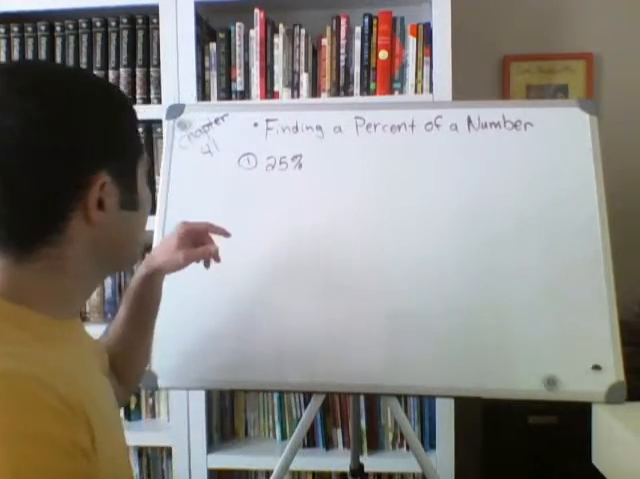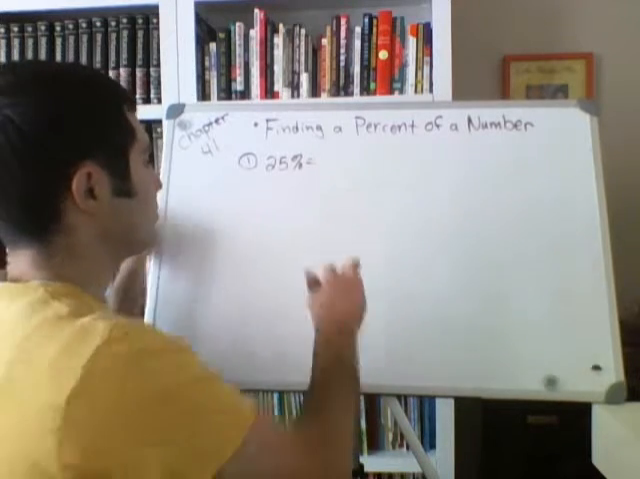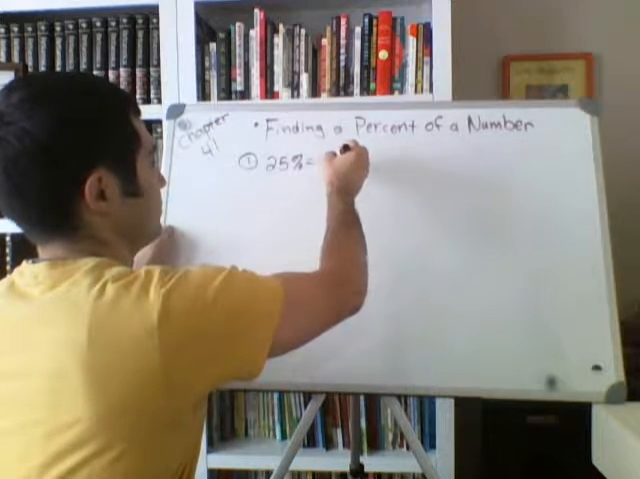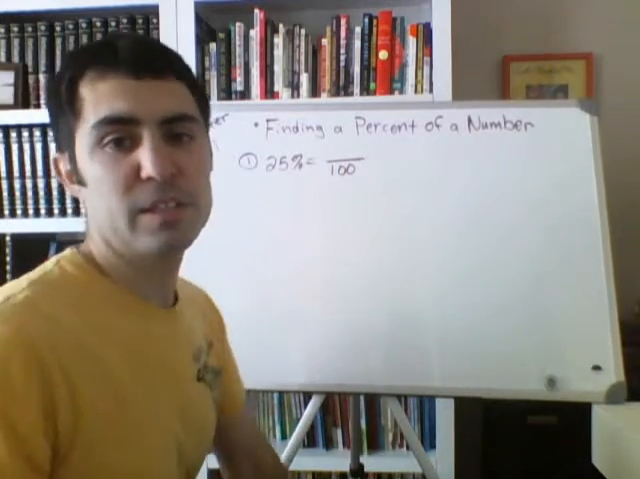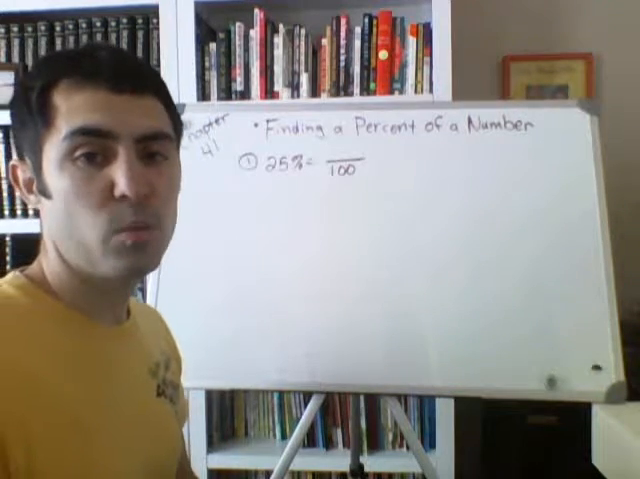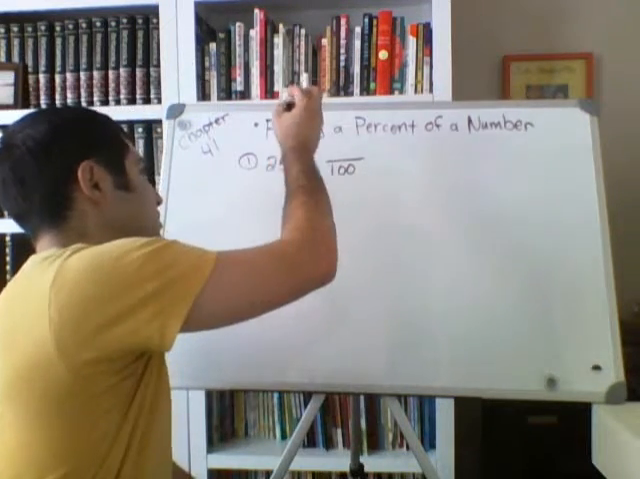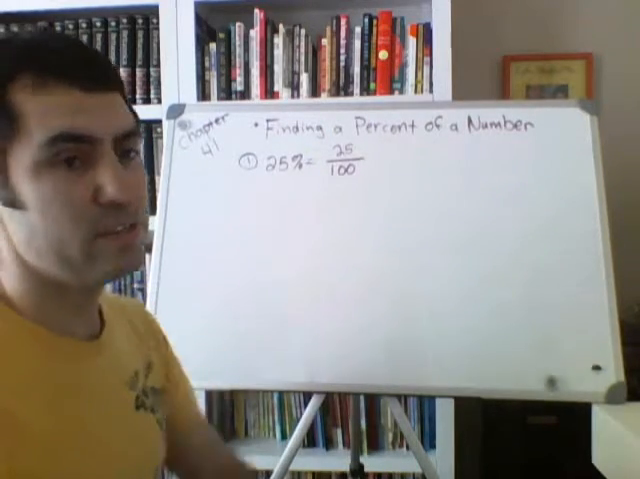So 25%. As I said earlier, 25%, or whenever you see the word percent, that means you're describing the number in relation as a fraction when the denominator is 100. So simply you just put 25 over 100 to rewrite a percent as a fraction.